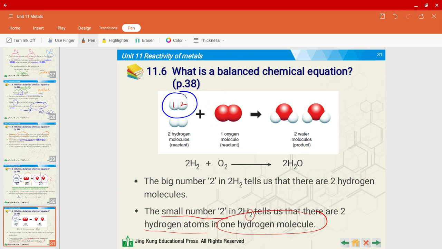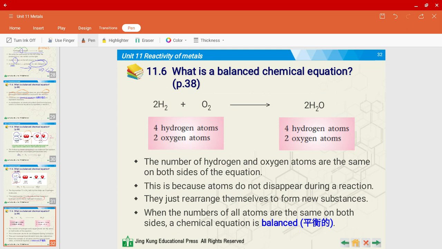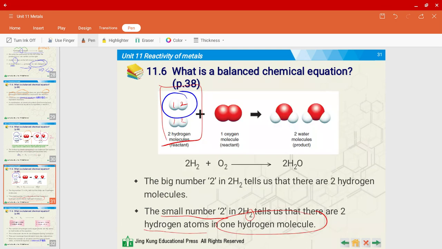Same thing over here. There's one hydrogen atom over here, and there is the second one. So if I'm going to say how many hydrogen atoms there are in total, right over here, I'll see that there are a total of 4 hydrogen atoms. Okay, how about let me draw it over here.